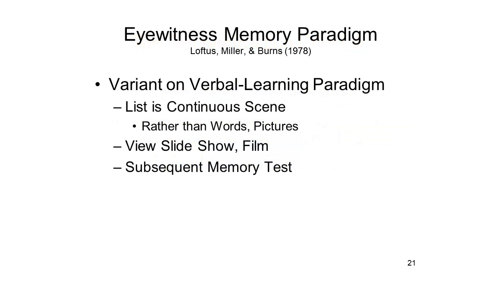Bartlett used memory for stories in his experiments because that's what he thought memory was like, telling a story. But his basic point, that memory is reconstructive in nature, not merely reproductive, can be made with studies that employ variants on the traditional verbal learning paradigm. For example, Elizabeth Loftus and her colleagues employed a variant on verbal learning in their studies of eyewitness memory. In these studies, subjects view a series of slides or a short film depicting an accident or a crime, and they're later asked questions about what they saw.